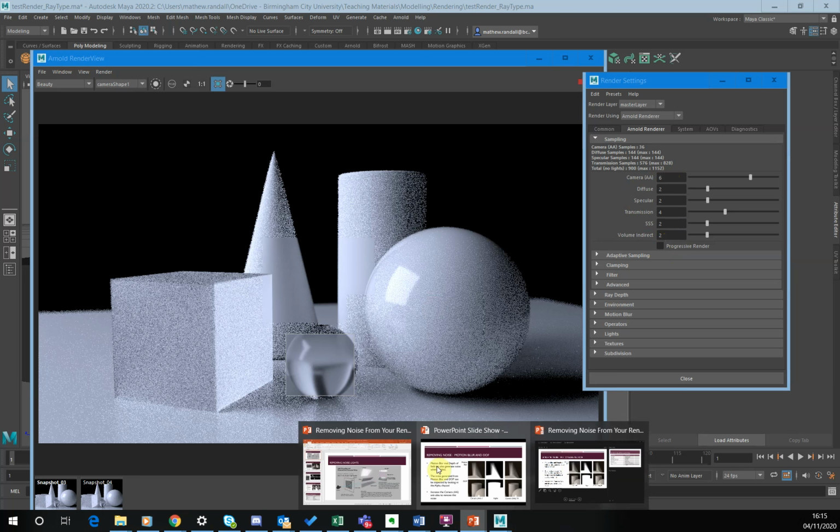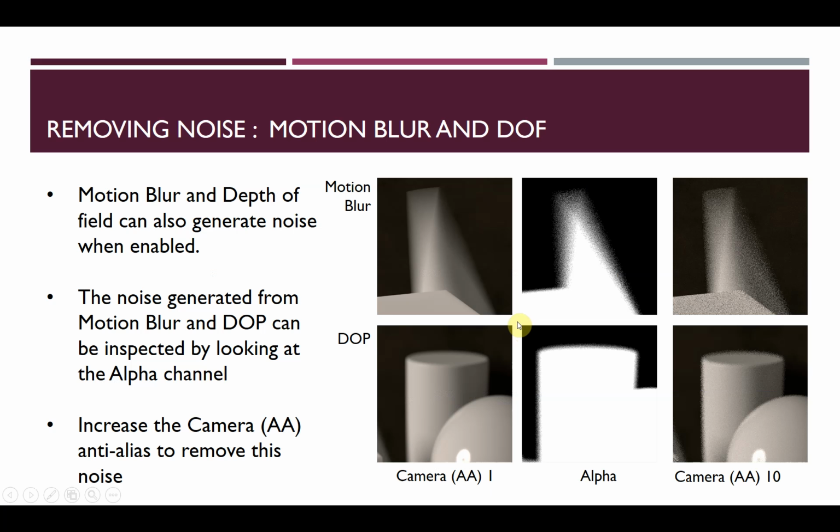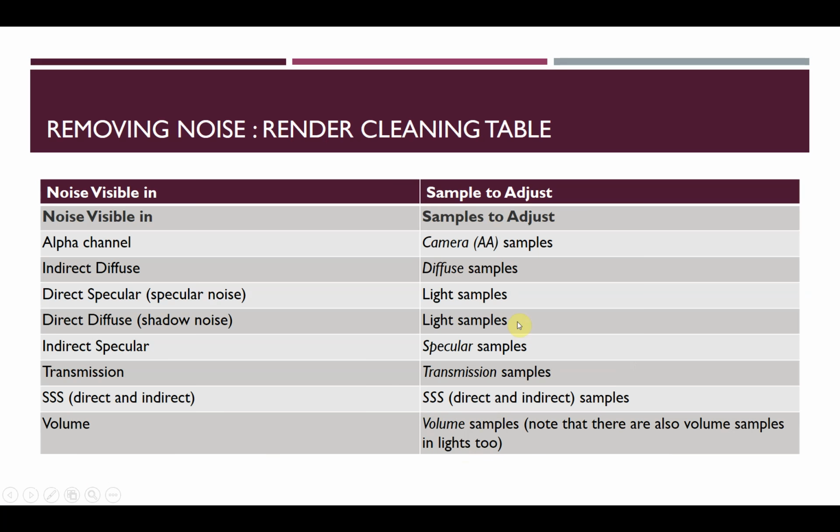So coming back to the presentation, the final slide that I wanted to look at was this table here. This is really just a cleanup, a sleuthing table, directly off the Solid Angle website. It says where you are seeing your noise and where to get rid of that noise.